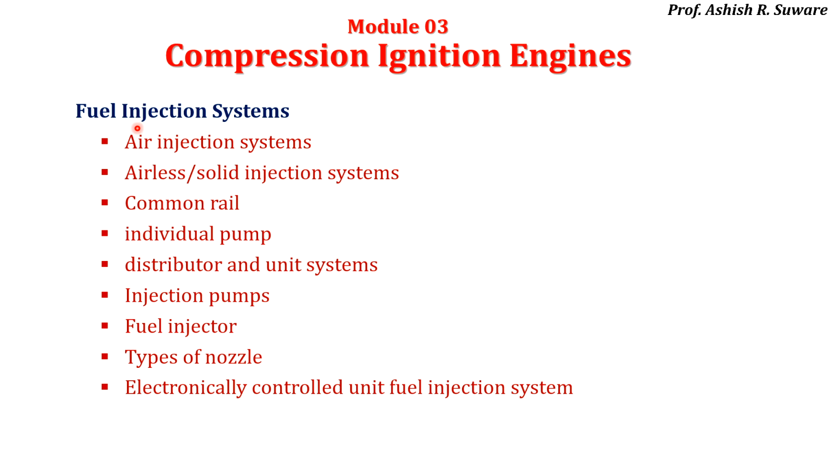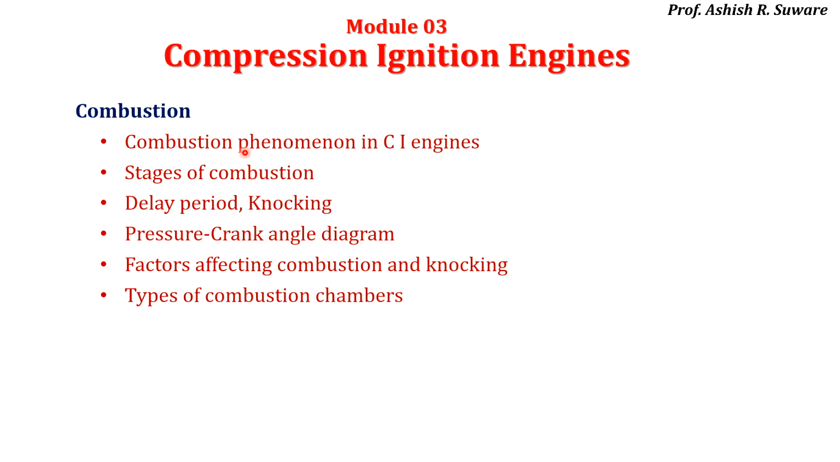Then in the case of compression ignition engine, combustion takes place on its own. So no external agency like an ignition system is required in compression ignition engine. Hence we have skipped the second part and shifted to the third part, that is combustion. So in the third part we'll learn how the combustion is occurring in CI engine and the effect of different parameters on combustion phenomena in CI engine.